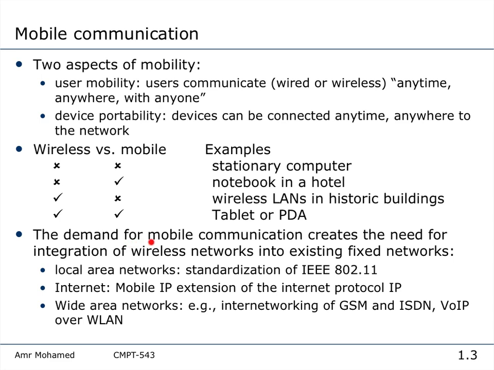So the demand for wireless communication creates the need for integration of wireless networks into existing fixed networks. In the past, we had fixed networks and they were wired. But the introduction of wireless came first using Wi-Fi access points, okay? And the main objective, or the main philosophy behind wireless access points, was in fact data, because we already had some telephone lines that we use for voice.